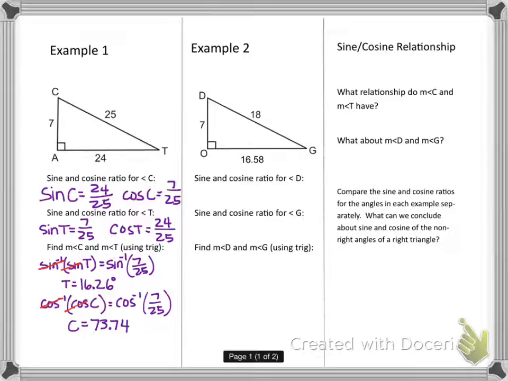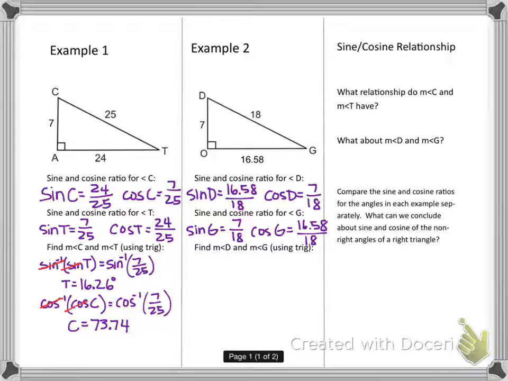Now you should be pausing the video again and going through example 2. Okay, so now to check your work for example 2, you should have gotten that sine of D is opposite over hypotenuse, so that's 16.58 over 18. And cosine of D, which is adjacent over hypotenuse, is 7 over 18. Then for angle G, sine is now 7 over 18, opposite over hypotenuse, and cosine is adjacent over hypotenuse, which is 16.58 over 18.